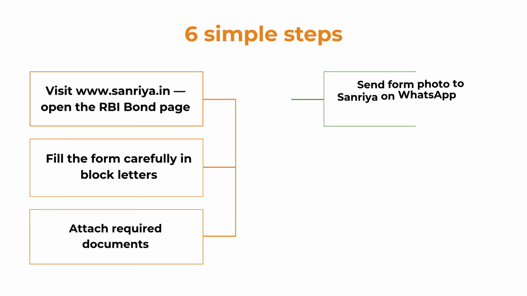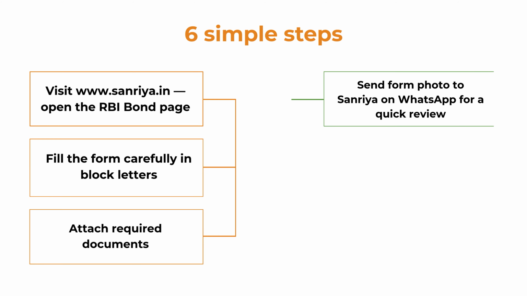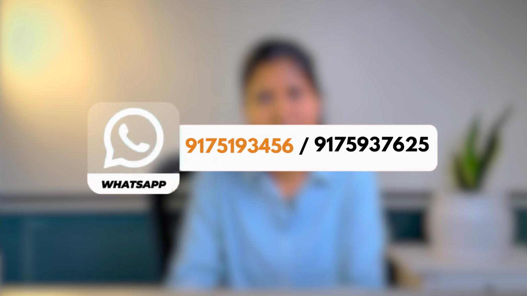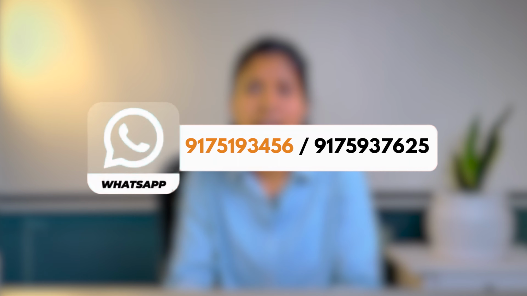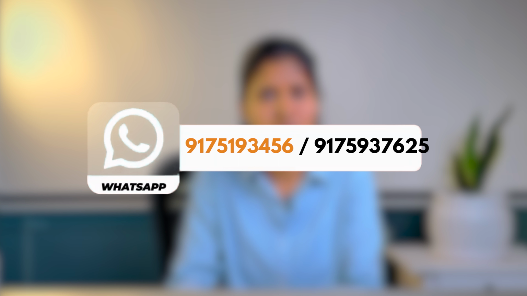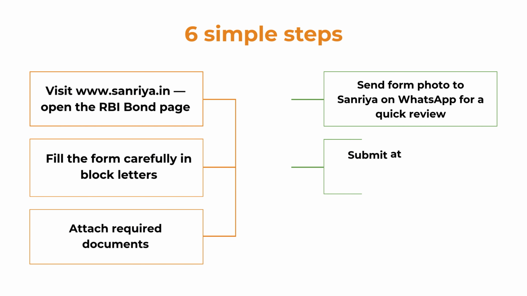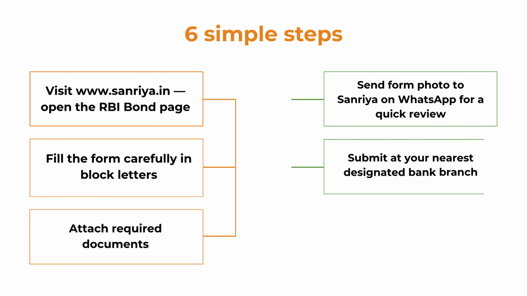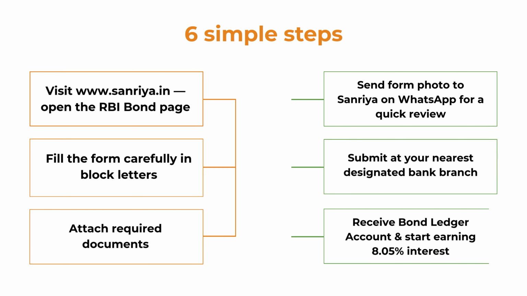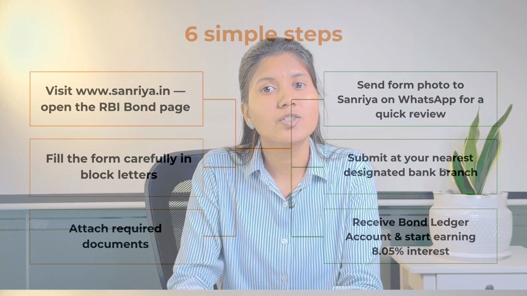Step 4. Send a form photo to Sanriya on WhatsApp for a quick review. The WhatsApp number is 9175193456 or 9175937625. Step 5. Submit at your nearest designated bank branch. Collect your acknowledgement receipt from the bank. Step 6. Receive bond ledger account and start earning 8.05% interest credited every 6 months. Maturity after 7 years. That's all it takes.